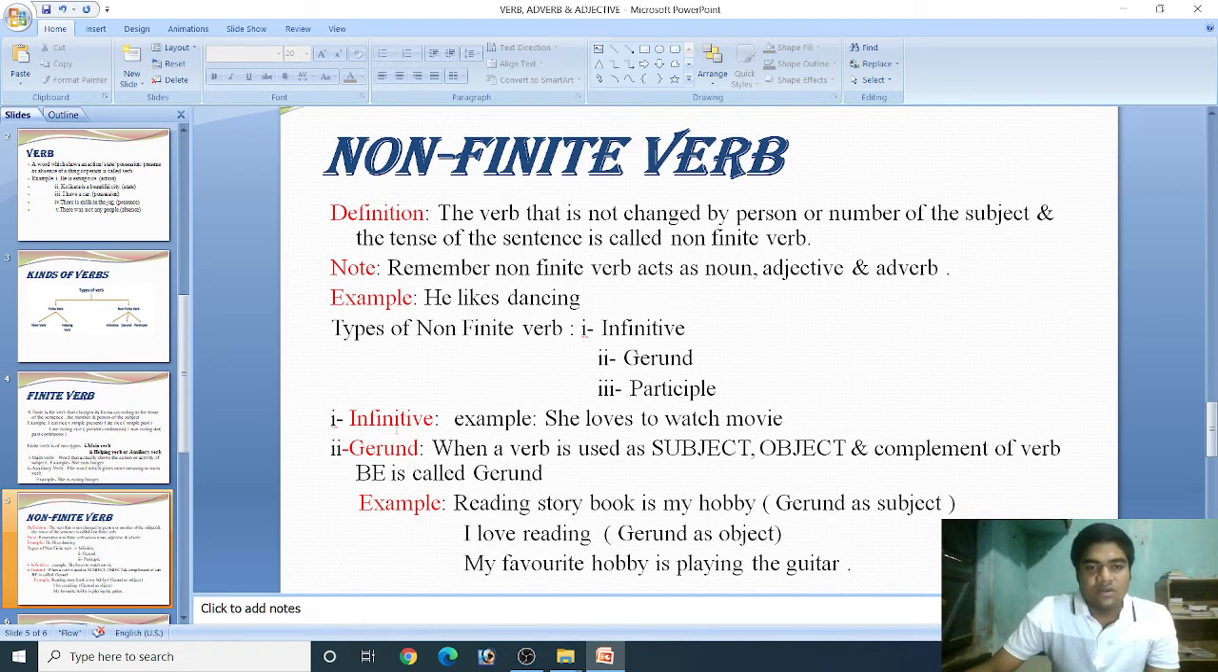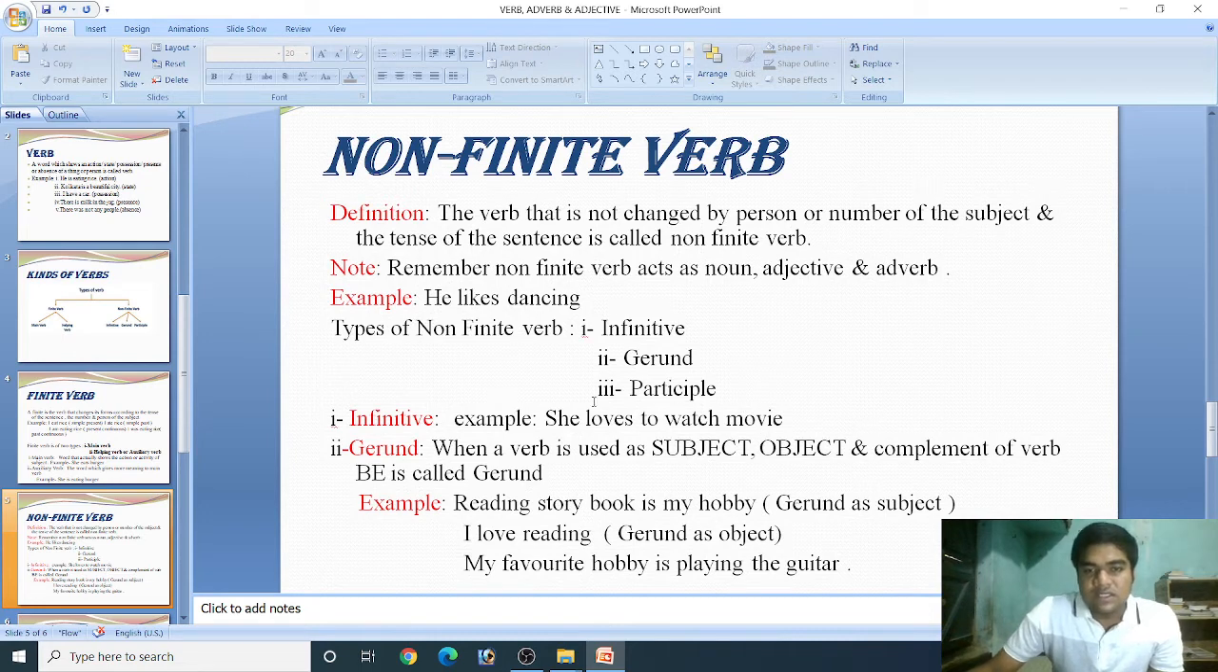First we'll talk about infinitive. What is infinitive? Infinitive is definitely a non-finite verb. We'll understand this by an example. I have written an example here: she loves to watch movie.